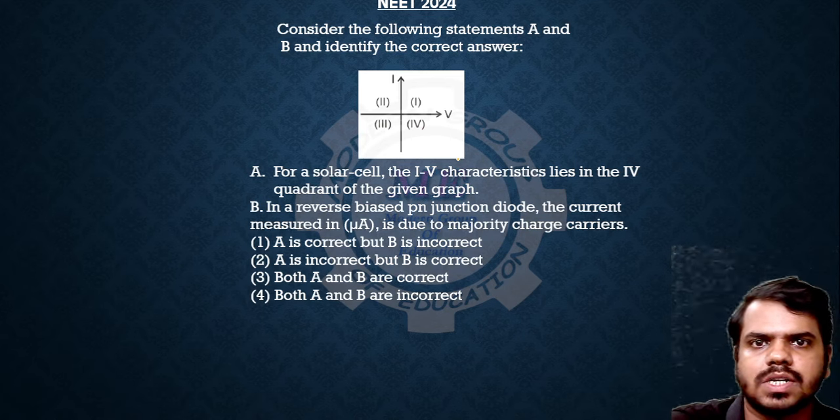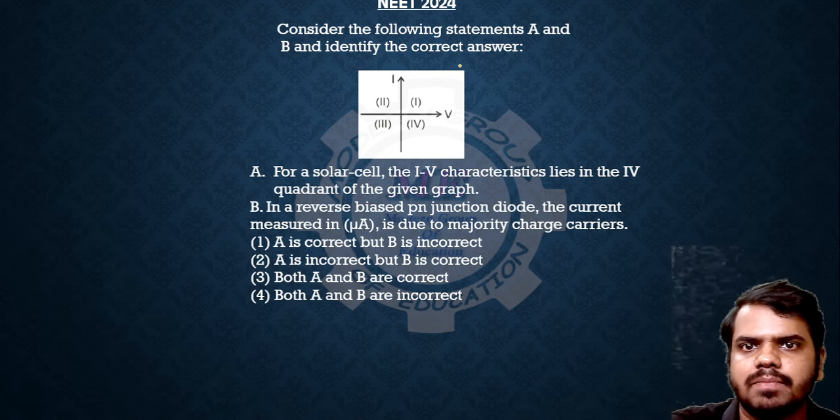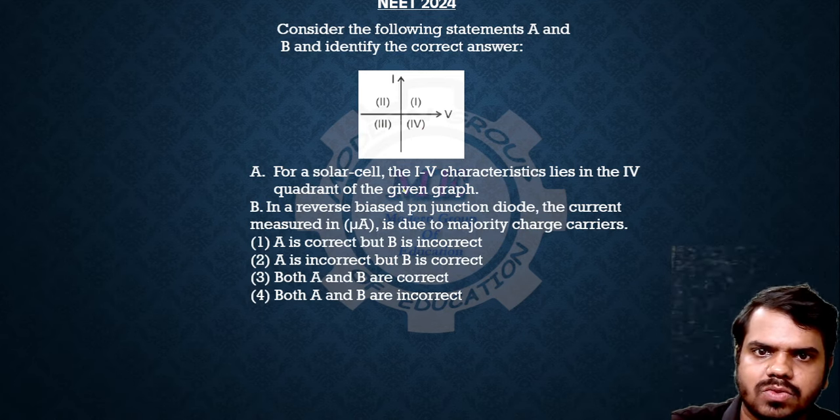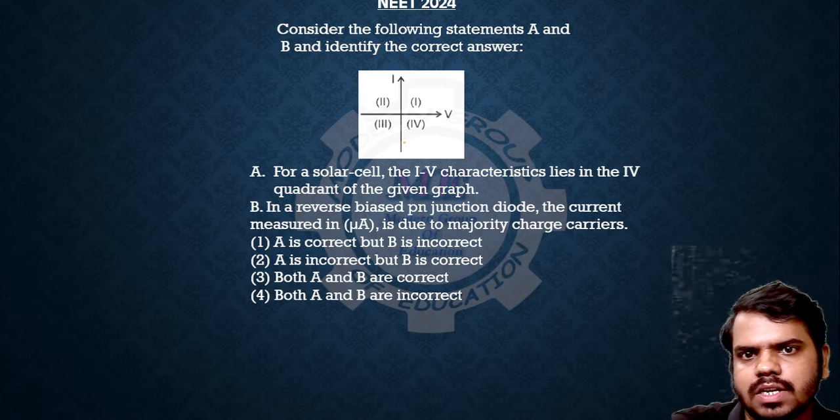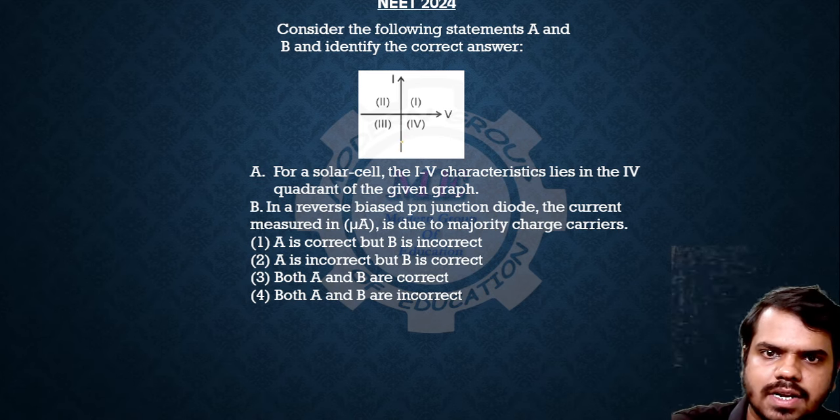Okay, consider the following statements A and B and identify the correct answer. For a solar cell, the IV characteristics lie in the fourth quadrant. Yes, it is true, because a solar cell does not carry current, but it provides current. So the current graph is in the fourth quadrant.